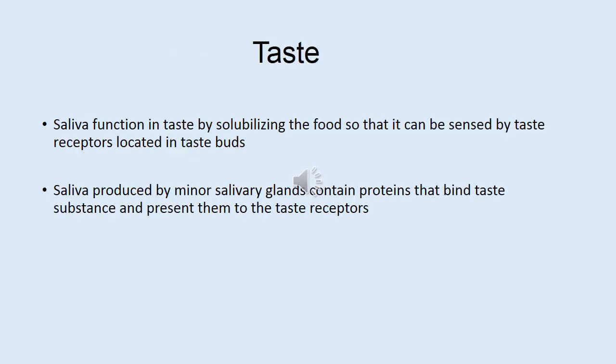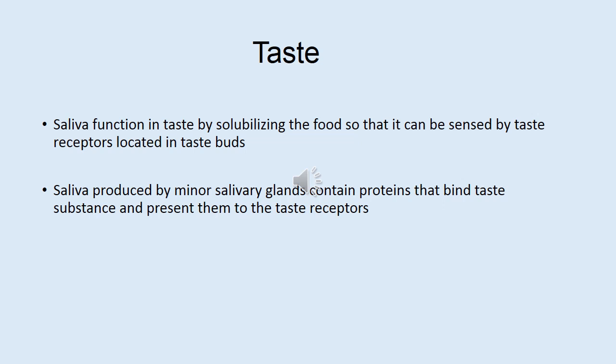Taste. Saliva functions in taste by solubilizing the food so that it can be sensed by taste receptors located in the taste buds. Saliva produced by the minor salivary glands contains proteins that bind taste substances and present them to the taste receptors.